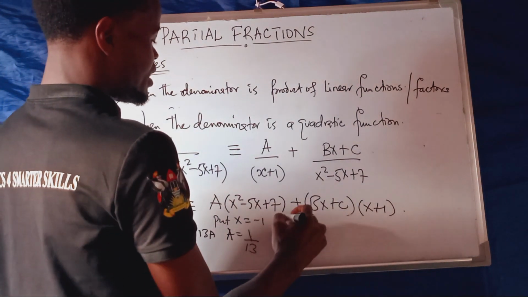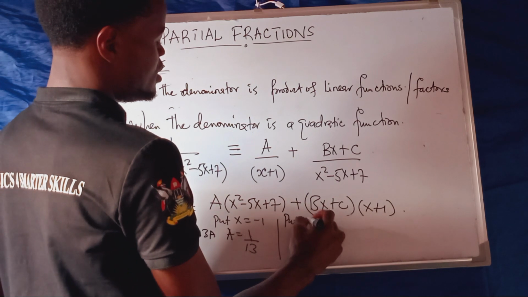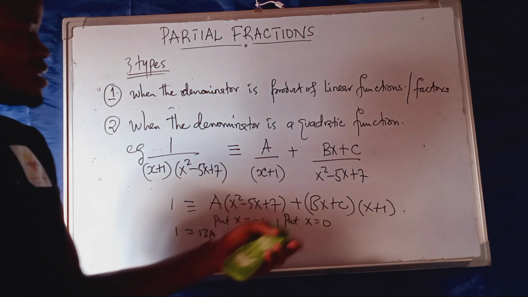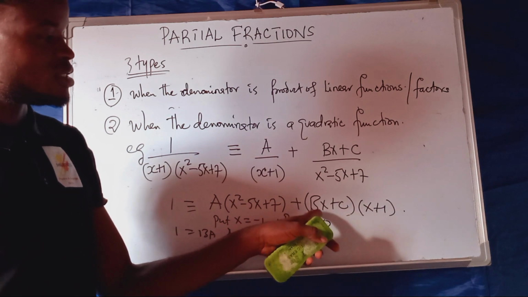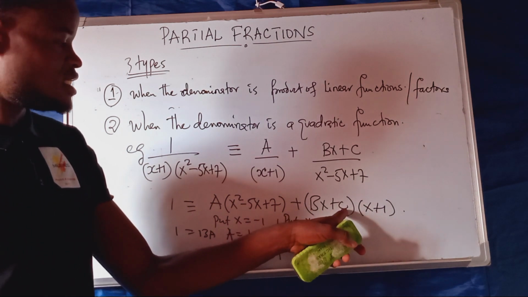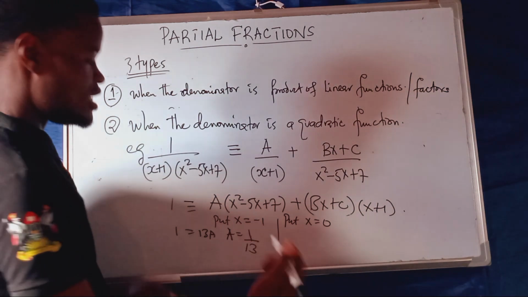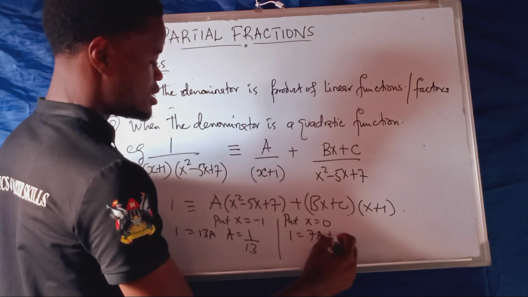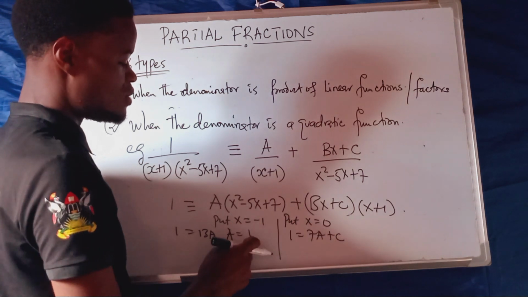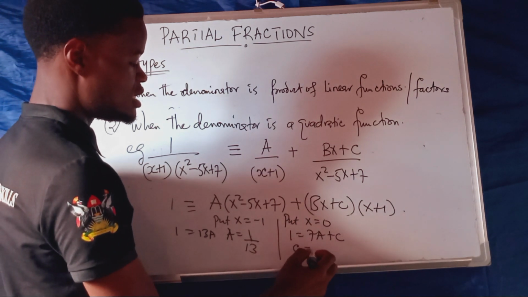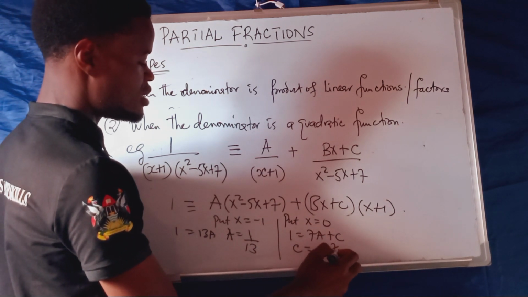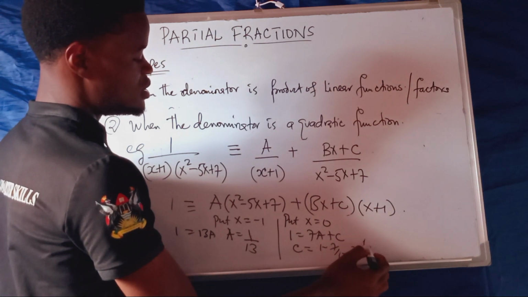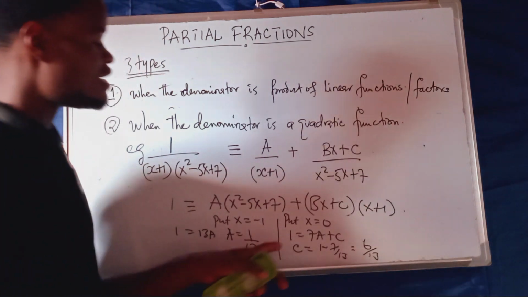So you again put x is equal to 0. If my x is 0, because I want to remove this b, I will have c plus 7a is equal to 1. But I know my a is 1 over 13, so I can get c as 1 minus 7 over 13, which is 6 over 13. So I've got the c.